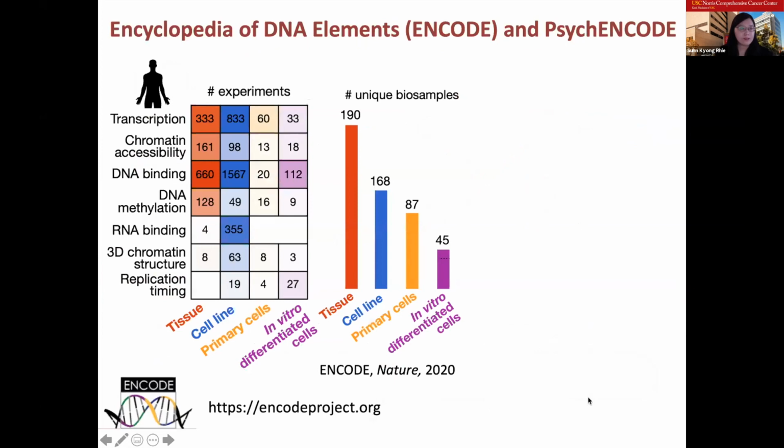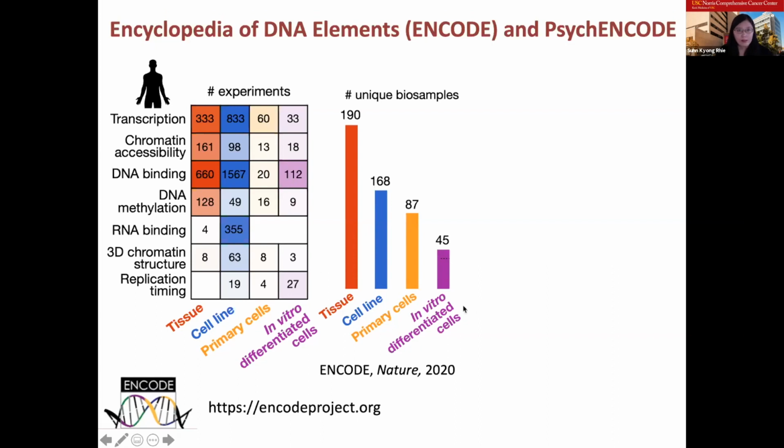And those are the number of data sets we generated as part of ENCODE here. We generated lots of transcription RNA-seq data in many tissues, cell lines, primary cells, and some in vitro differentiated cells. We also performed DNase-seq, FAIRE-seq, all those chromatin accessibility data sets in those biosamples. We also performed ChIP-seq and DNA methylation, RNA binding, as well as 3D chromatin and replication timing data sets. So if you're interested in using those data sets we generated as part of ENCODE, please go to this website and you'll be able to access all of those data sets.